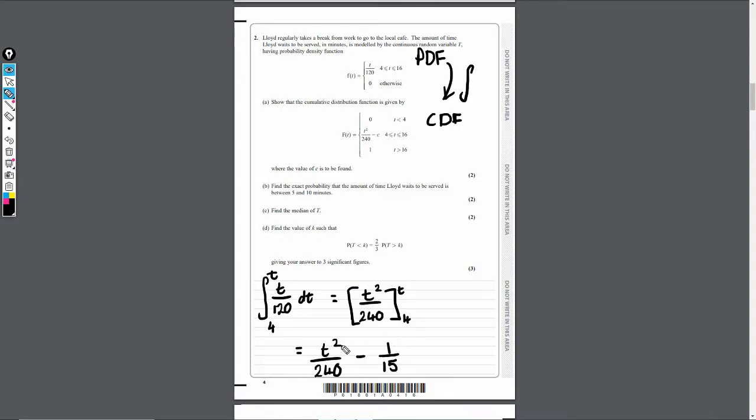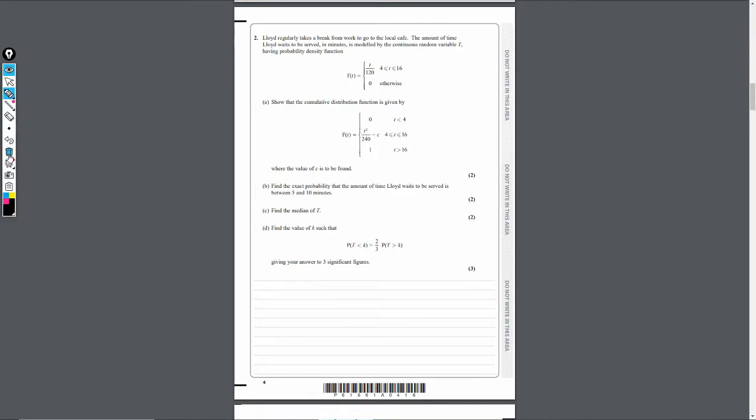So you get t squared over 240 minus 1 over 15, and we also know that F of 4 is equal to 0, and F of 16 would be equal to 1. So there we have it. That's how we show that the cumulative distribution function is given using the PDF here. This is the key bit: your t squared over 240 minus 1 over 15. That's our c here. So that's part A done.